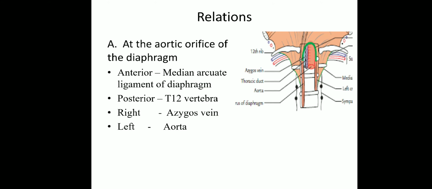Now come to the relations. First, relations at the aortic opening. Anteriorly, there is the median arcuate ligament of the diaphragm. Behind, there is the T12 vertebra. On the right side, there is the azygos vein. On the left side, there is the aorta.